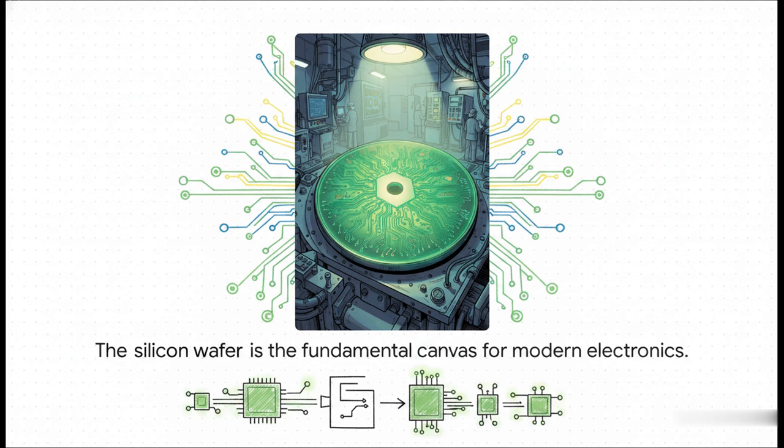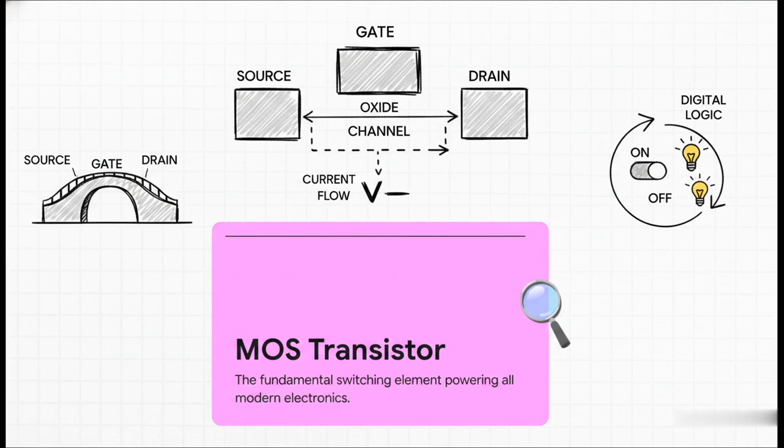But the real star of the show, the fundamental unit that gets multiplied across this entire green surface, is something called the MOS transistor. So what exactly is this switch? Well, MOS stands for metal oxide semiconductor. It relies on four main parts, and honestly, it's helpful to think of it kind of like a tiny bridge.